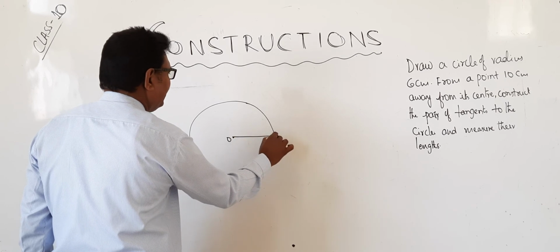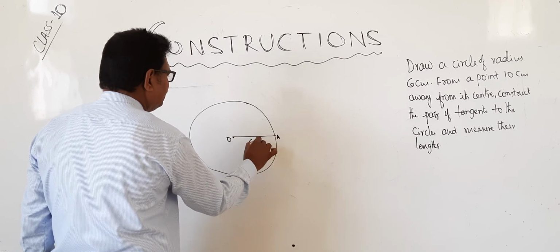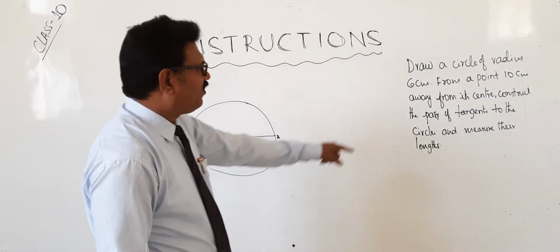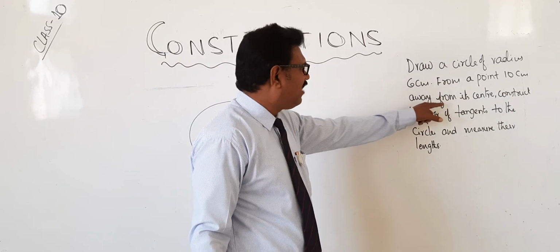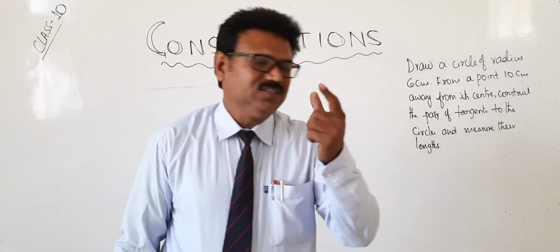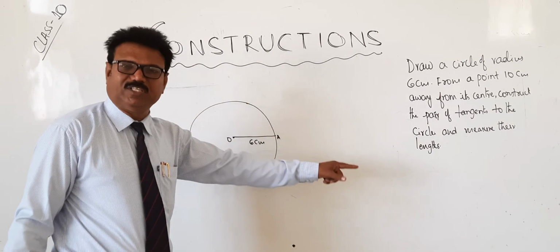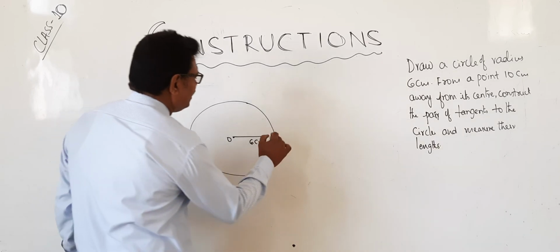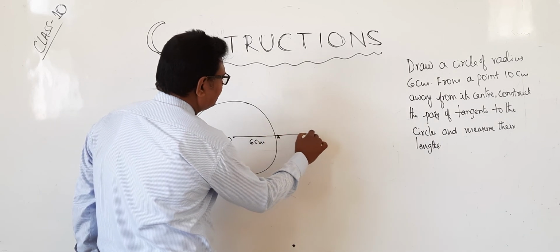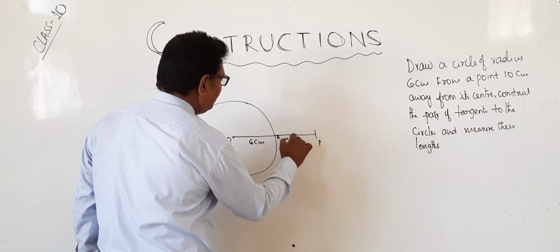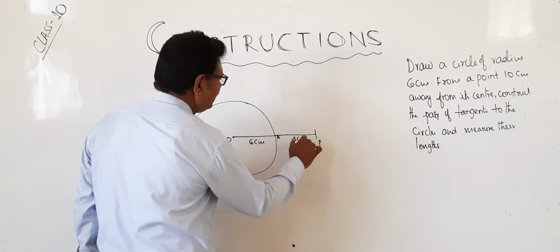From here to here, O to A. How many centimeters? 6 centimeters. From a point 10 centimeters away from its center. Already 6 centimeters is there. 10 centimeters means how many centimeters we have to take? Yes, still we have to take 4 centimeters. This is nothing but P. Here it is 4 centimeters.